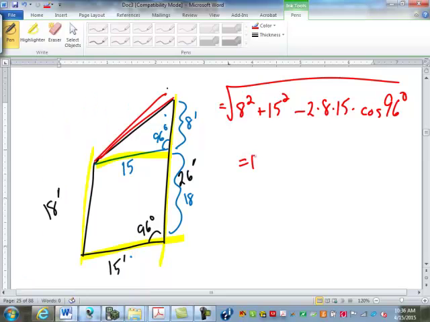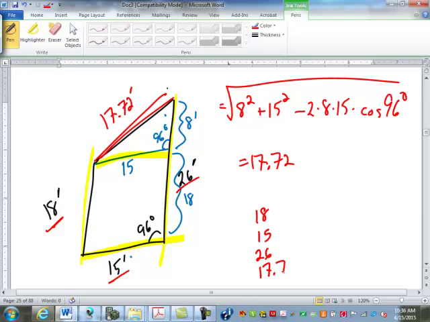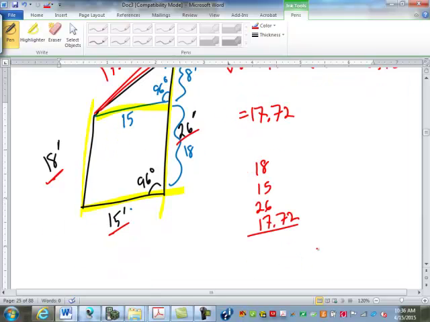17.72, I should say, feet. So now finding the perimeter of this, I have 18 here, 15 here, 26, and 17.72. So add that up and I have my perimeter of what? .72 feet is my perimeter.